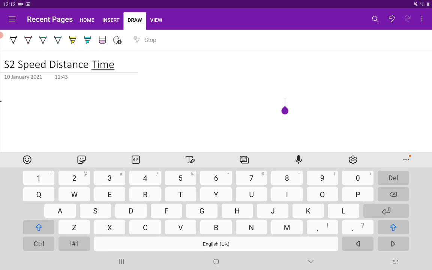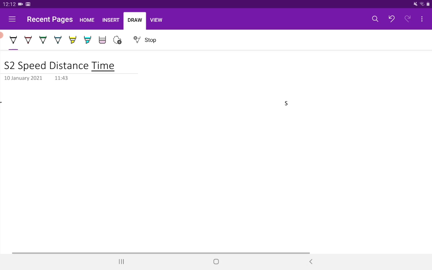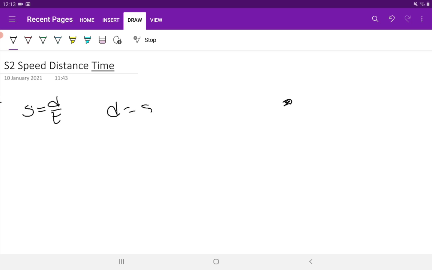Now, speed distance time, we know we've got our formulas. So we have the idea that speed is distance divided by time. We have the idea that distance is speed times time, and we have the fact that time is distance over speed. So we're going to be using those three formulas throughout this week's work.